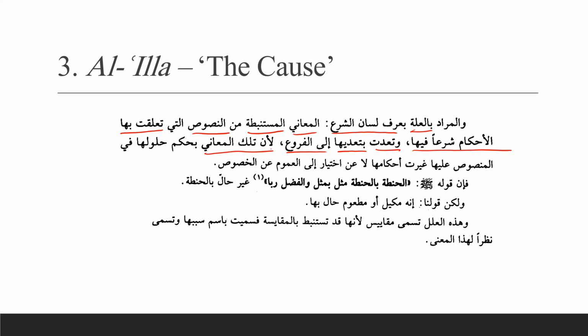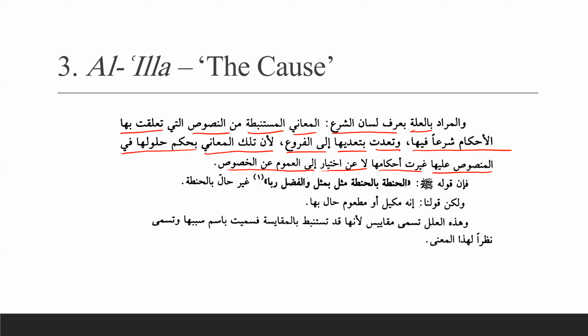Because these abstract qualities, or these meanings, dwell in the case that the text spoke about explicitly, they changed this ruling, not through any choice of the item of that ruling, from specificity to generality. What does he mean? Let's look at this example.